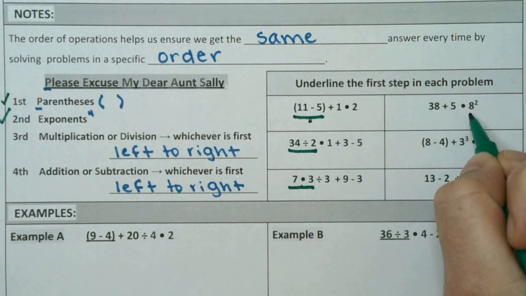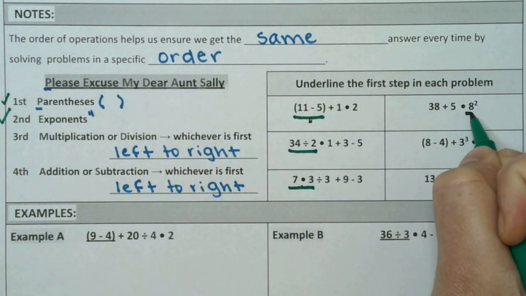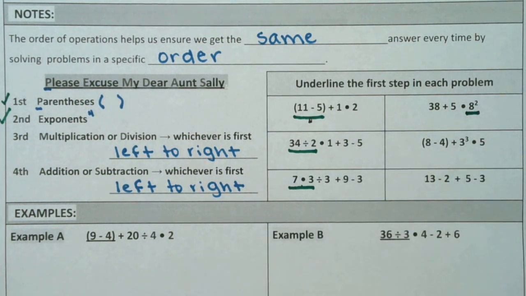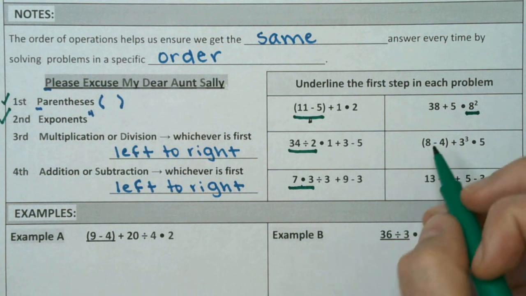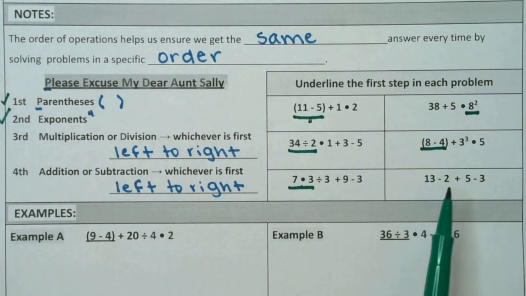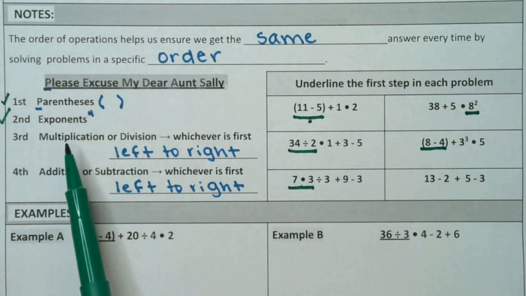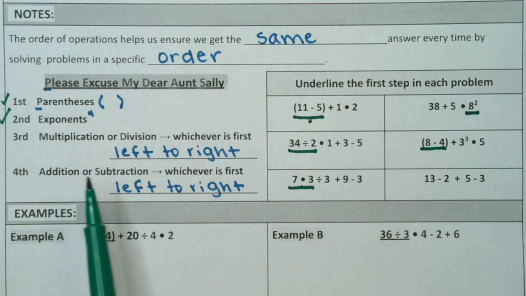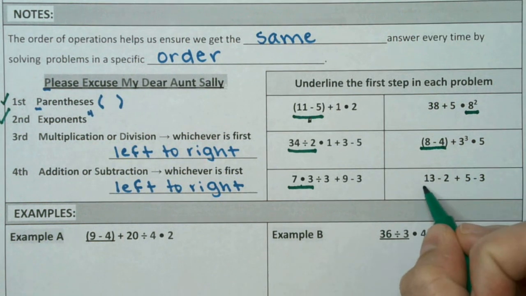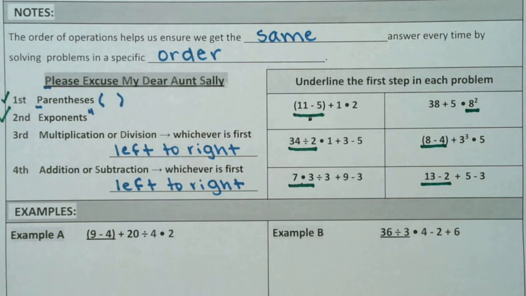In this problem, we don't have parentheses, but we do have exponents, so you should have underlined only 8 squared. That is a step in itself. On the next one, parentheses are our most powerful operations. And then on this last one, we don't have parentheses, we don't have exponents, we don't have multiplication or division. We do have addition and subtraction here. So subtraction came first, so that is our most powerful operation. Make sure you have this down.